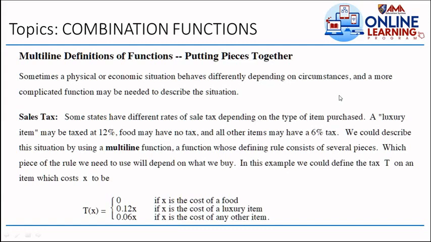Okay? So dito, we have your T, that is the tax, X, yung cost ng item po natin. So yung tax natin is 0 if X is the cost of food, no? So walang tax yung foods na bibili natin. 12%, 0.12x if X is the cost of a luxury item. Okay? 0.06x if X is the cost of any other item. Okay? So, meron tayong specific item at kung magkano yung tax po niya.